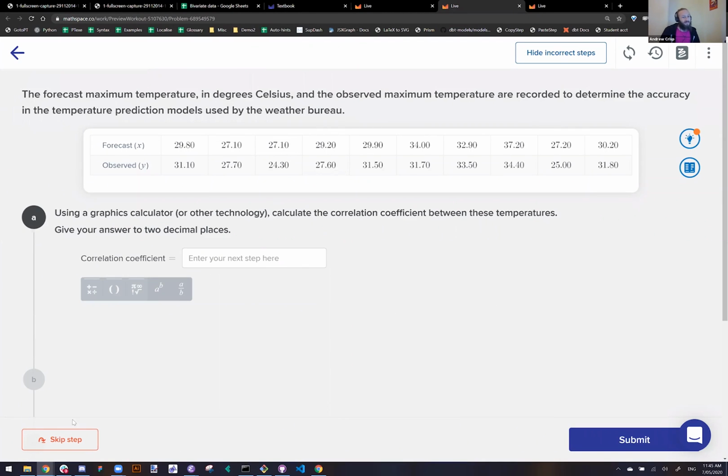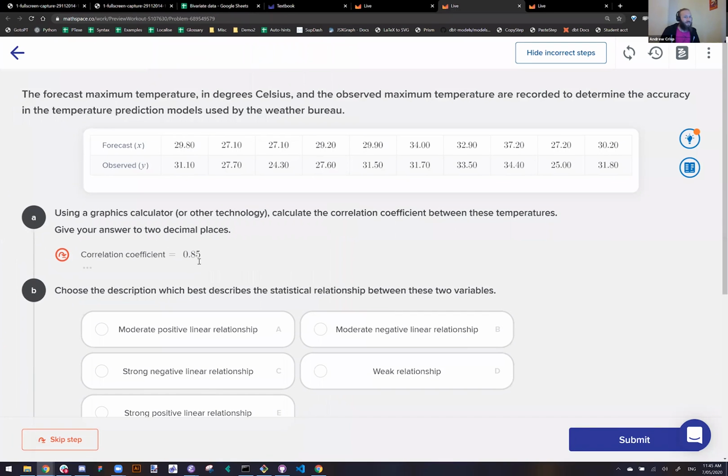Now I'm going to cheat and ask Mathspace to tell me what the answer is, and we're going to think about what the answer is. So if I'd continued on with this calculator, I would have gotten an answer, and I round it to 2 decimal places and I get 0.85. Anything bigger than 0.8 is actually pretty good. This data, I believe, is taken from actual data, and 0.85 is doing pretty good for the Weather Bureau.